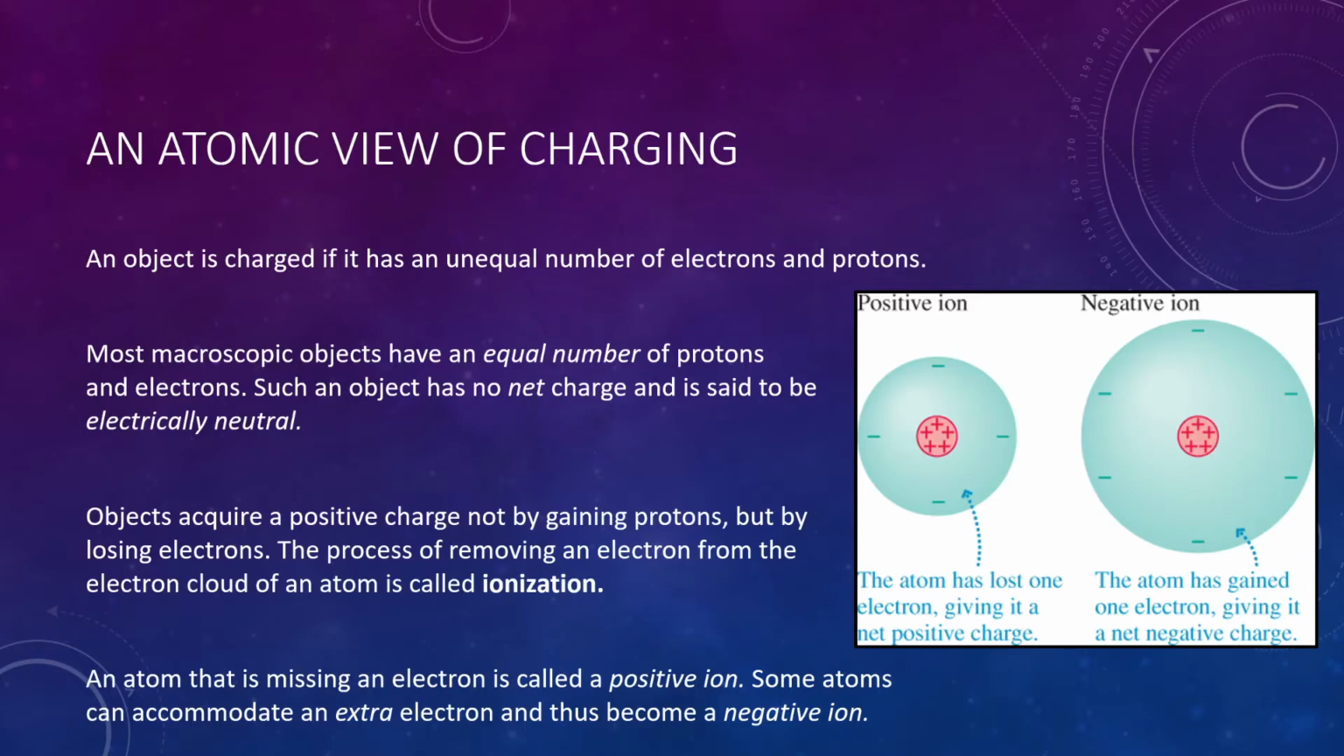And I just threw in some definitions at the bottom. They're not super relevant, but if you ever hear the term ion, this will give you an idea of what we're talking about. Anytime an atom is missing an electron, it becomes what we call a positive ion. And if it gains an extra electron, it's considered a negative ion.